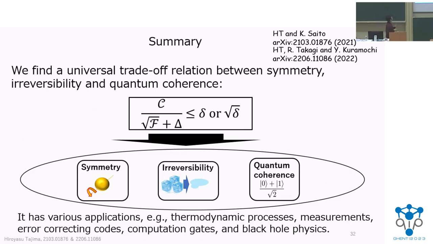Now I summarize my talk. We find a universal trade-off relation between symmetry, irreversibility, and quantum coherence. It has various applications: thermodynamic processes, measurements, error correcting codes, computation gates, and black hole physics. And I think we can generalize more and find more applications of this result. So if you are interested in that, let's discuss together.